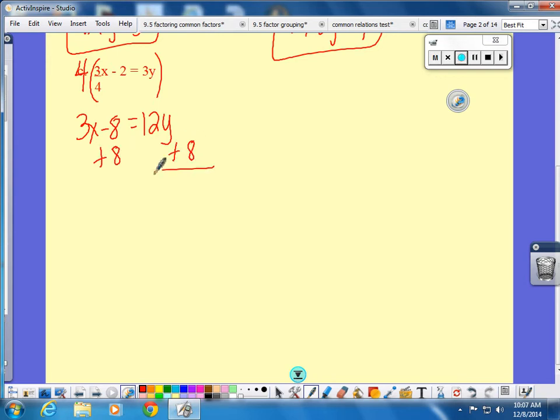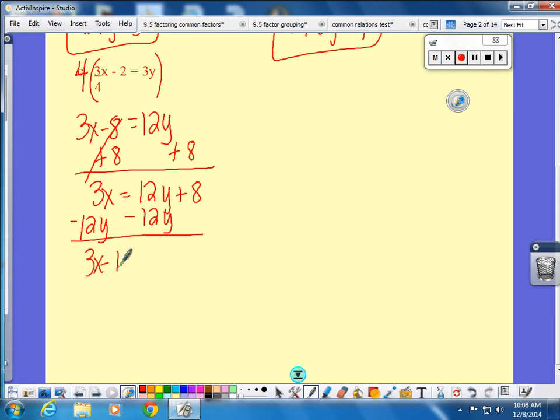Let me ask you a question. Are the 12y and the 8 like terms? Should I add those together and get 20y? No! 8 doesn't even have a variable, right? So I just have to write 12y plus 8. Alright, so far so good. Got to keep going. Got to get the 12y over with the x, so what would I do to both sides? Subtract 12y. So let's subtract it from both sides. So 3x minus 12y equals 8. Now I have this equation in standard form.